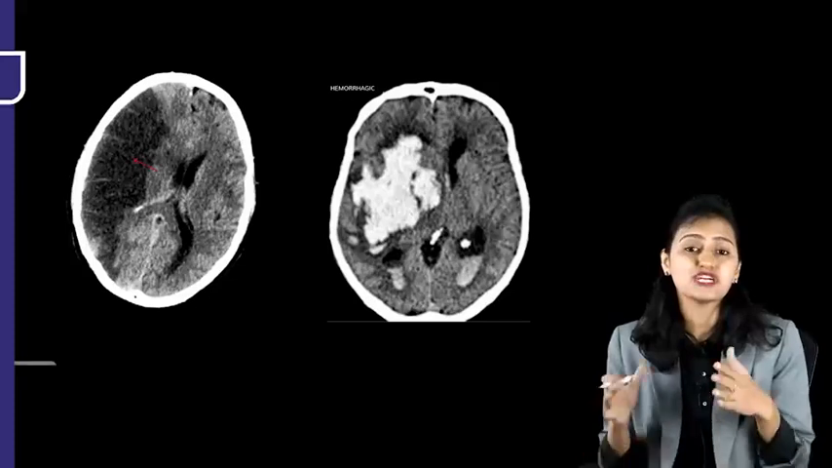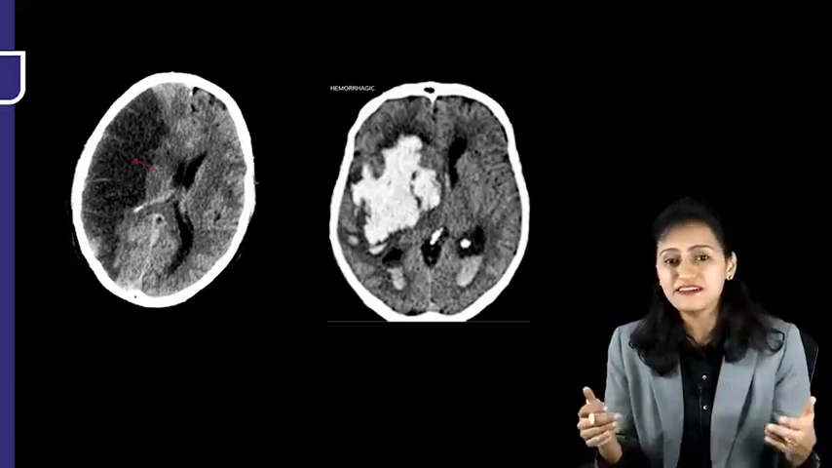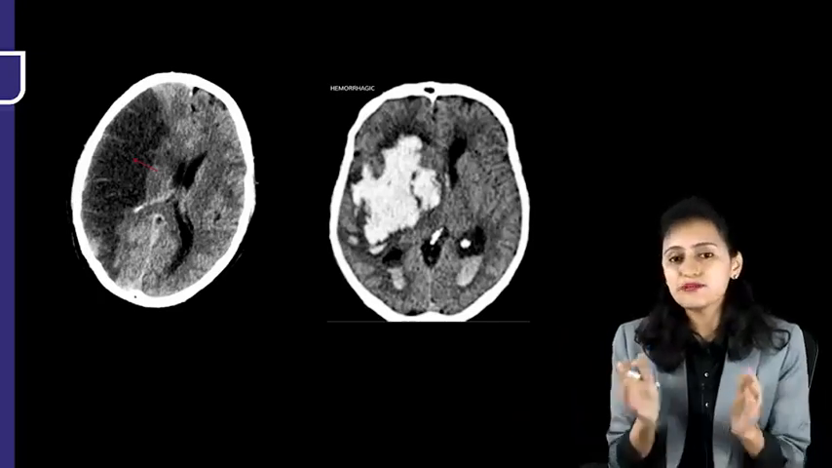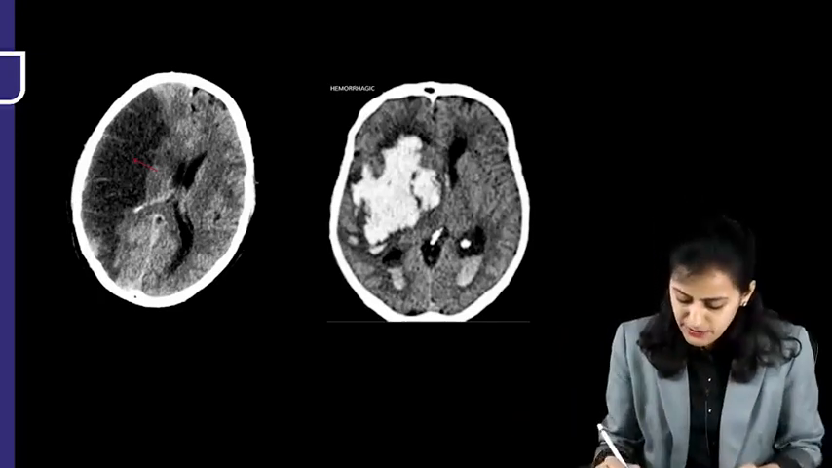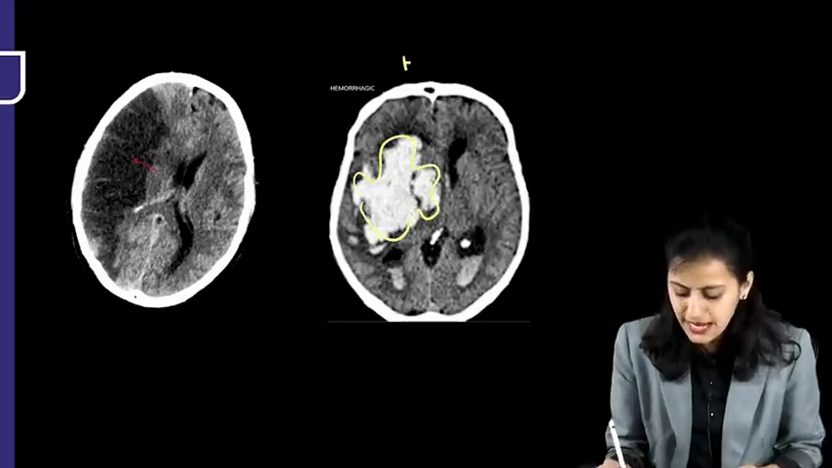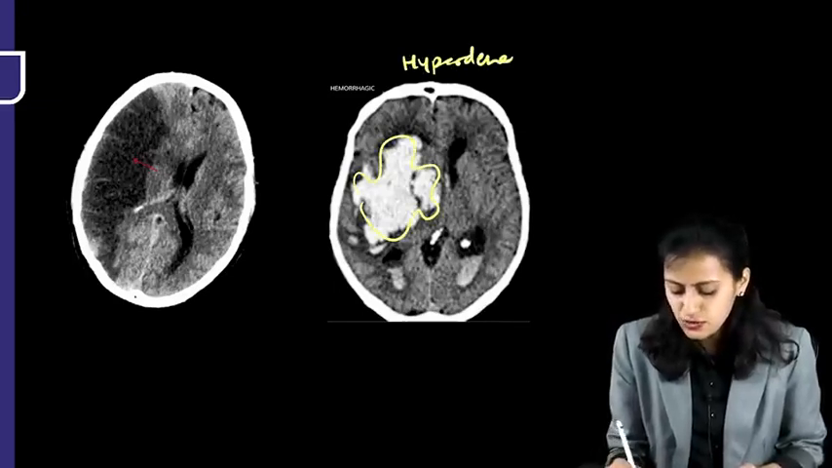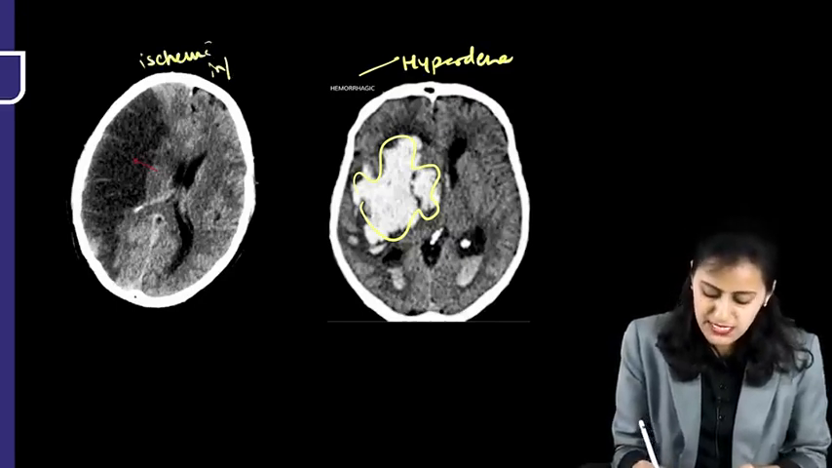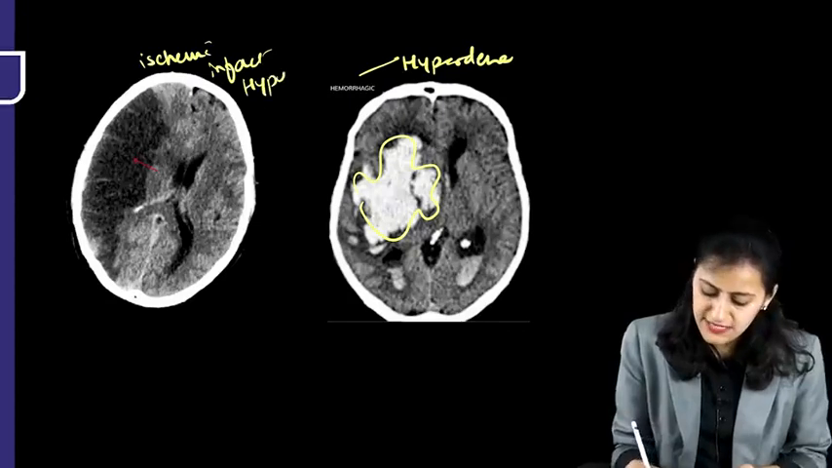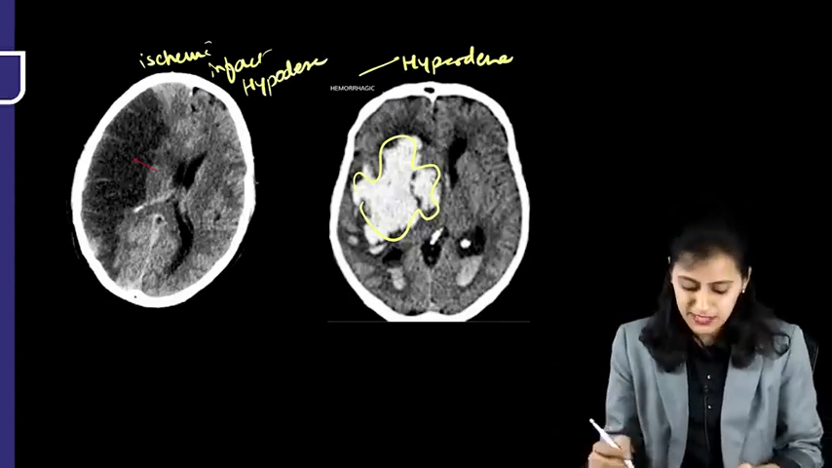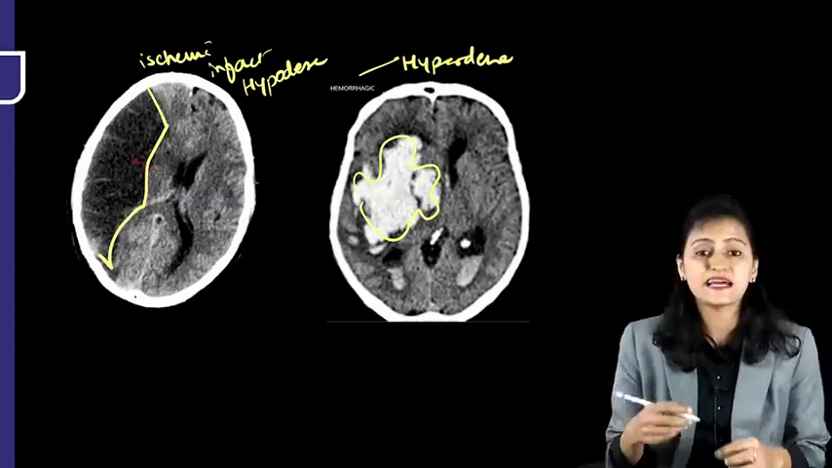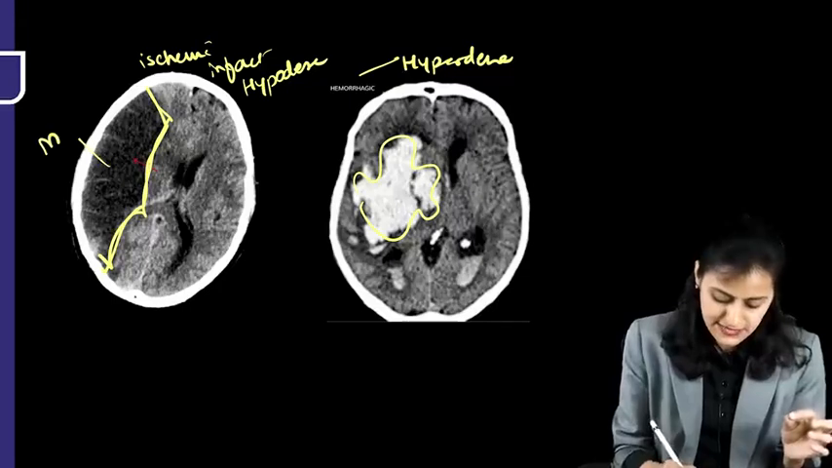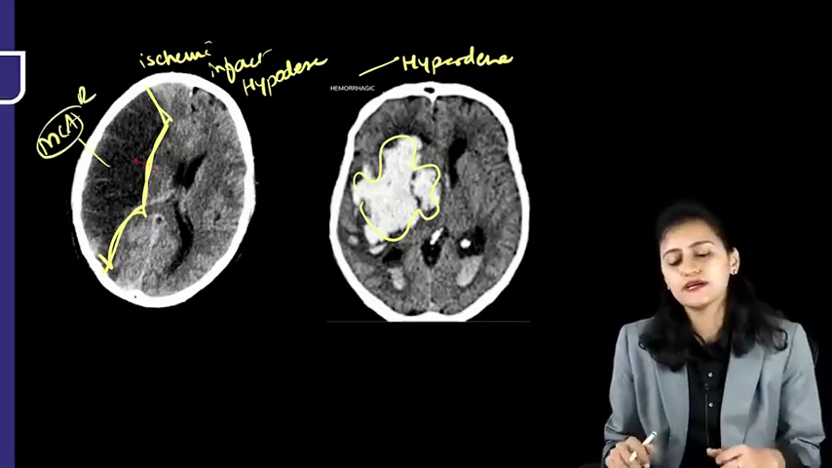Next one, how do you differentiate in a patient of stroke with focal neurological deficit whether it's because of infarct or because of hemorrhage? Why is it important? Because the management depends on that. So remember that hemorrhagic stroke would be hyperdense. Ischemic stroke, infarct would be hypodense, that means dark, and it is confined to the vascular territory. Like this is the right MCA infarct that we are seeing.